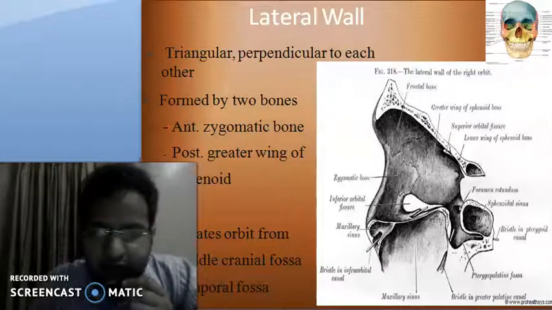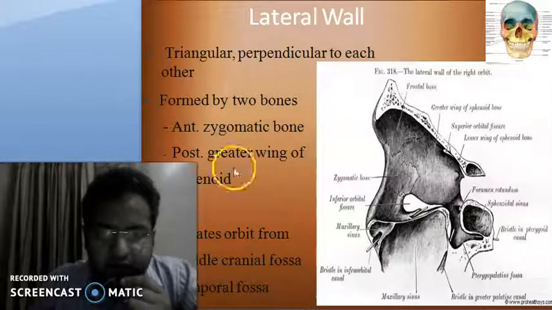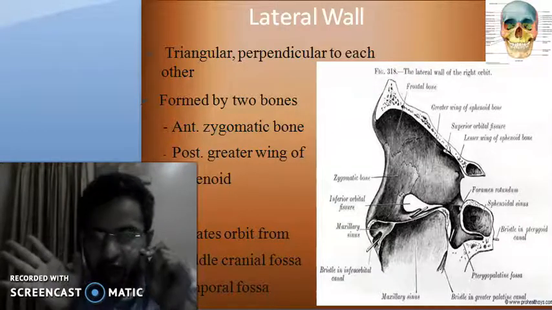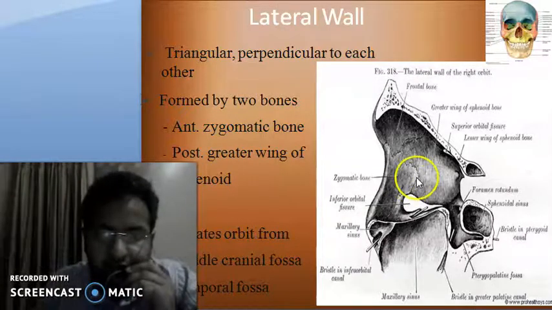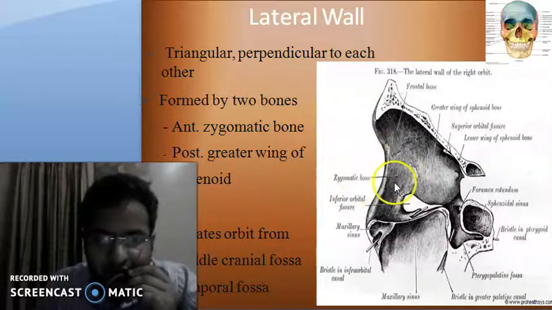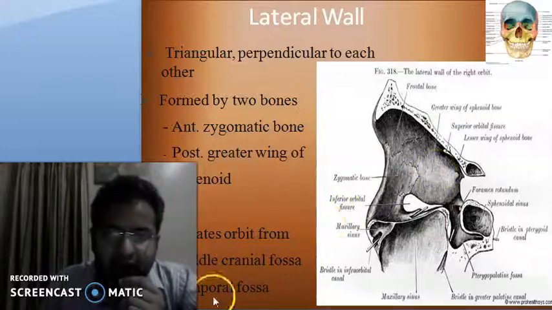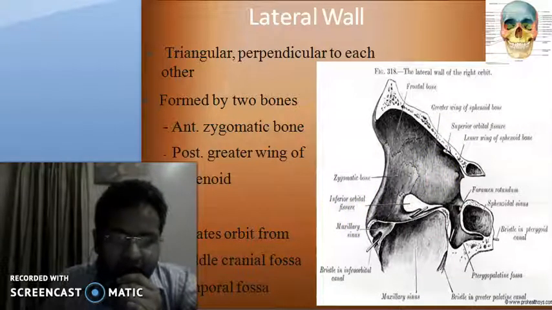So continuing with the lateral wall. The lateral wall is triangular in shape. The two lateral walls of the two orbits are perpendicular to each other, formed by two bones: anteriorly by the zygomatic bone and posteriorly by the greater wing of the sphenoid, and it separates the orbit from the middle cranial fossa and the temporal fossa.